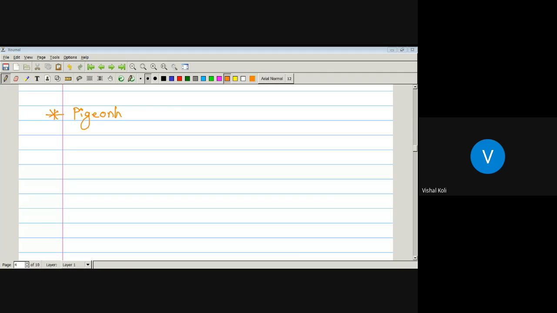Now the next concept is the pigeonhole principle, which is also called the Dirichlet drawer principle or shoebox principle.